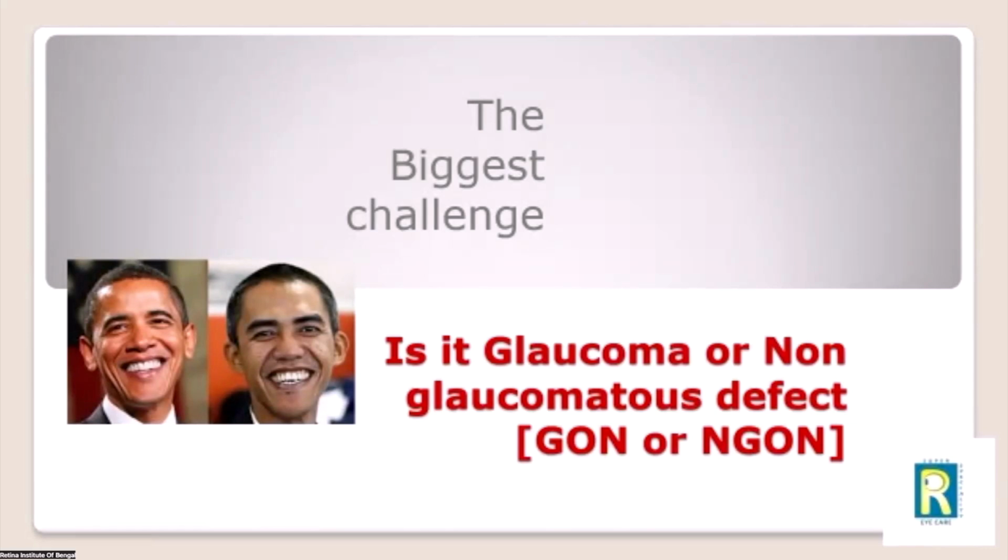Now comes the biggest challenge. Is it glaucoma or is it something else which looks like glaucoma? Is it glaucomatous optic neuropathy, GON, or non-glaucomatous optic neuropathy, NGON? This is the challenge that we face. It is not just whether it's normal or glaucomatous. It's normal, glaucomatous or non-glaucomatous. We have 3 options to diagnose from.